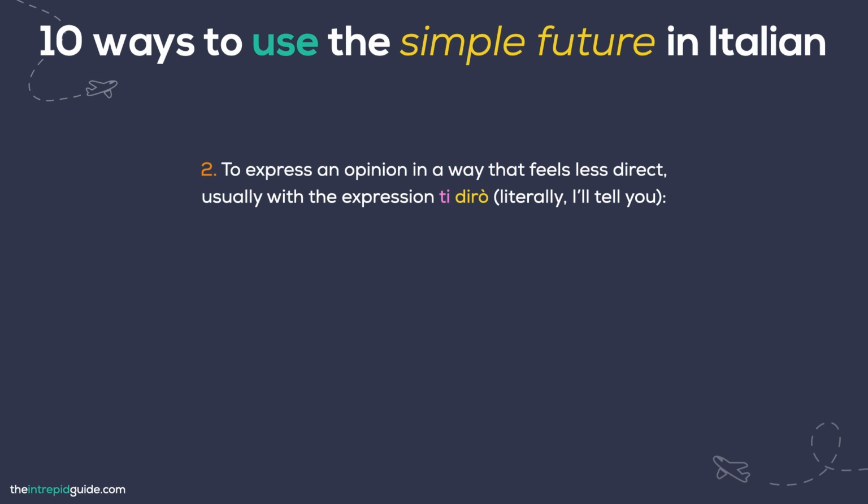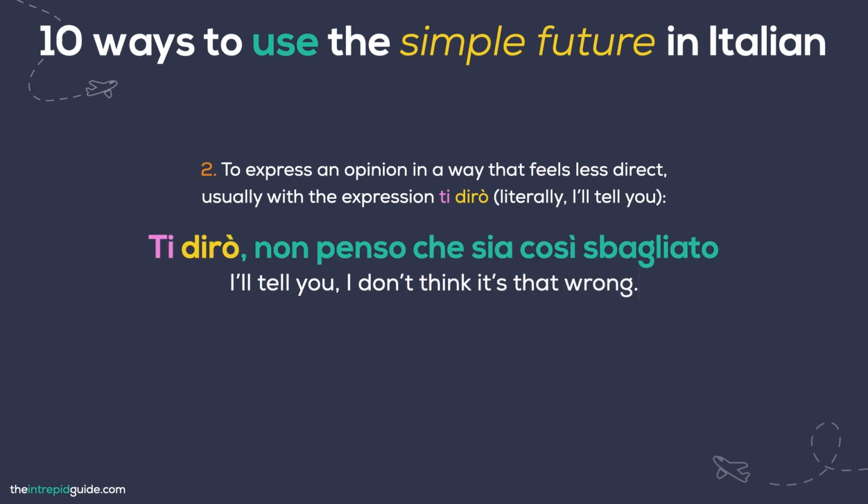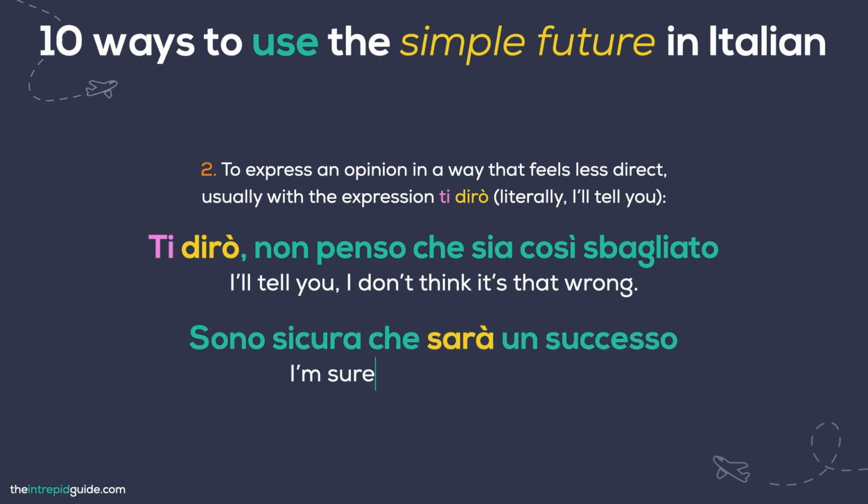The next way it's used is to express an opinion in a way that feels less direct, usually with the expression, Ti dirò, literally, I'll tell you. Take a look at these examples. Ti dirò, non penso che sia così sbagliato. I'll tell you, I don't think it's that wrong. Sono sicura che sarà un successo. I'm sure it will be a success.